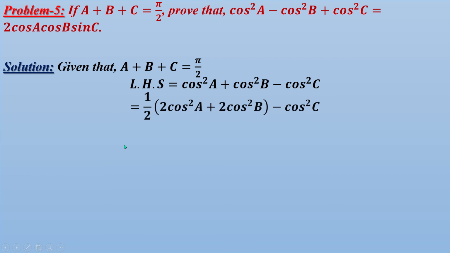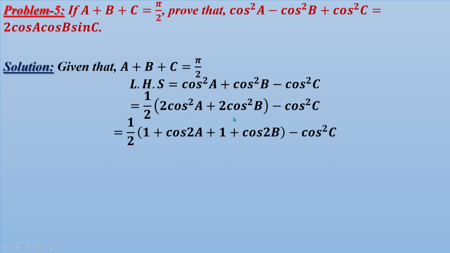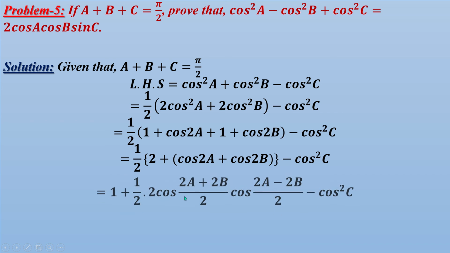Left hand side, here will be plus and here will be minus. The given condition here is wrong, here will be plus and here will be minus. In a similar way, when we take half, here will be 2 cos square A plus 2 cos square B minus cos square C. 2 cos square A means 1 plus cos 2A, and here 1 plus cos 2B, other parts fixed. Half into 2 plus cos 2A plus cos 2B minus cos square C.